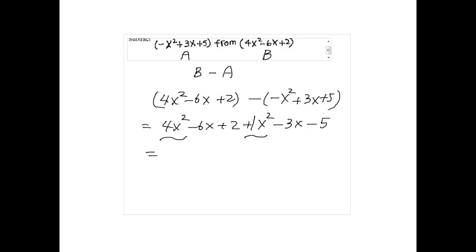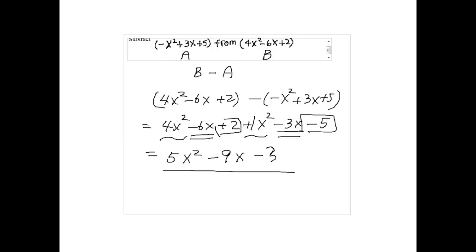By adding 4x squared to 1x squared, we have 5x squared, and negative 6x minus 3x is negative 9x, and at the end we have a positive 2 and negative 5. That will give us negative 3.